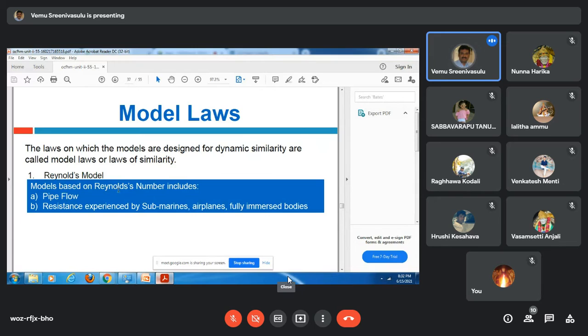So if you want to study a huge pipe, say for example a 2 to 3 meter diameter pipe pumping gas or petrol from the Godavari basin to Gujarat, like the Reliance pipeline, and you want to study it in the laboratory, we use the Reynolds number.